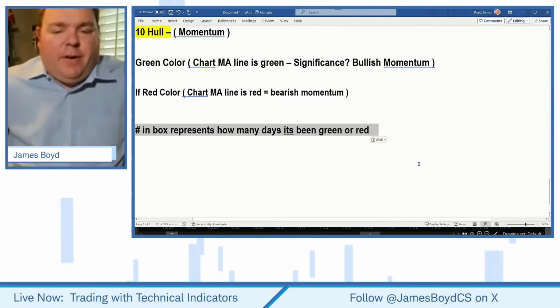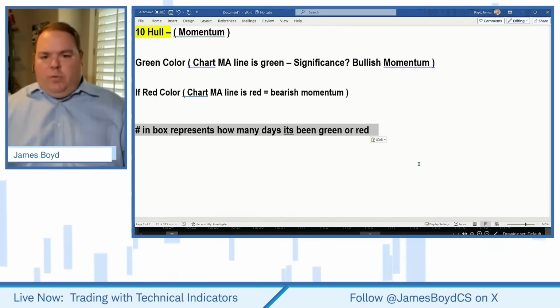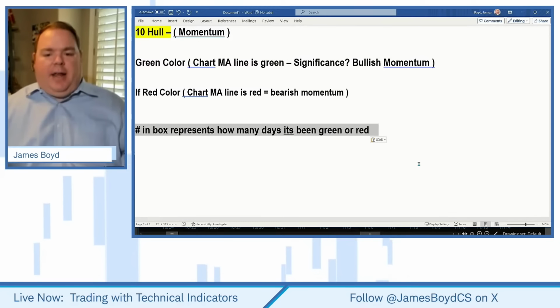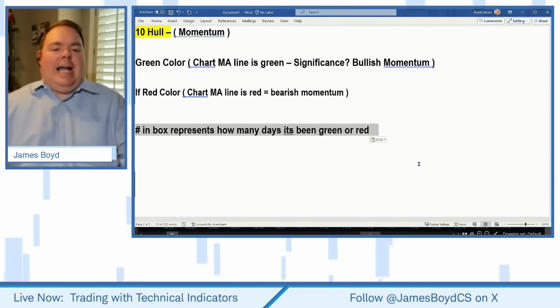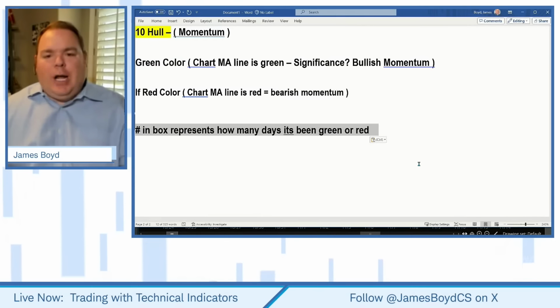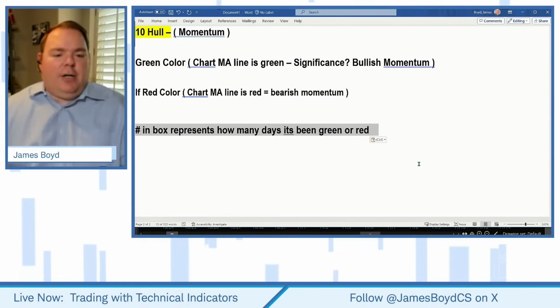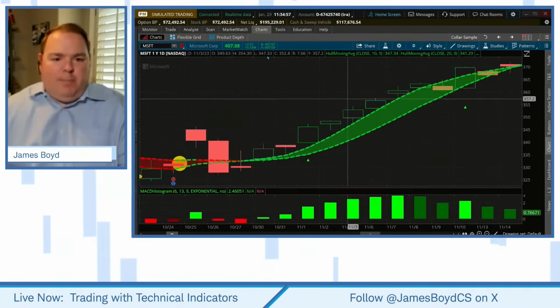So the goal of an investor, they might be saying, look, I'm trying to buy when it maybe goes green, day 1, day 2, day 3. If an investor buys into something where it's been green for 63 days, that trend might be more mature. So that's the purpose of trying to look and see how many days it has been green.